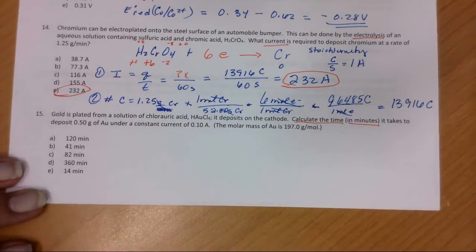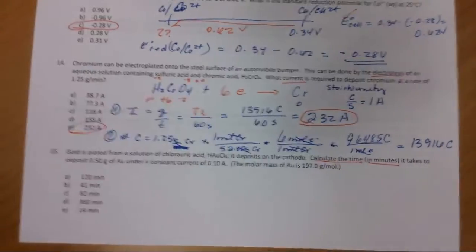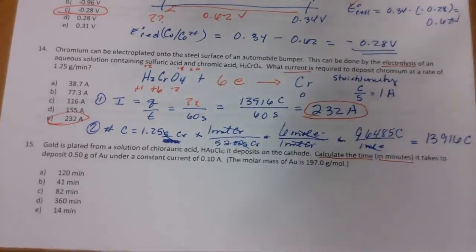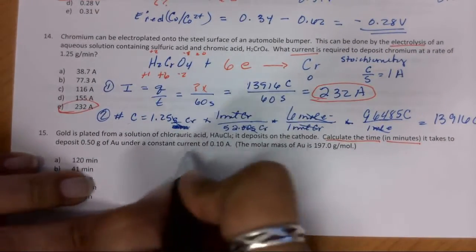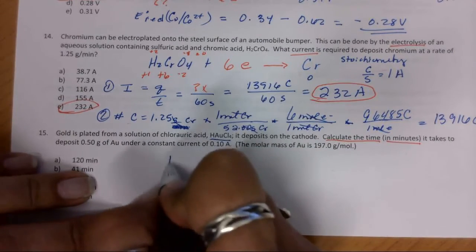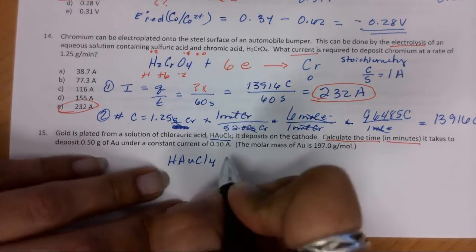Okay, so again, we're not going to write down the entire equation for this, okay? Put this down a little. There we go. I can move this down. Okay. And so now, what we're going to do, just like we did before, so we need this guy, so we do HAuCl4, okay?